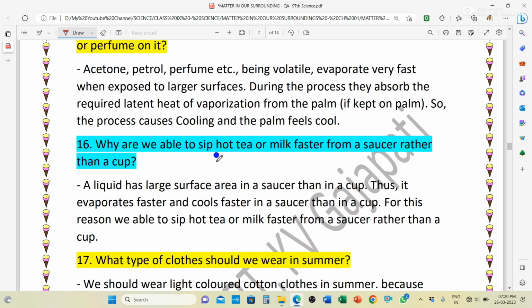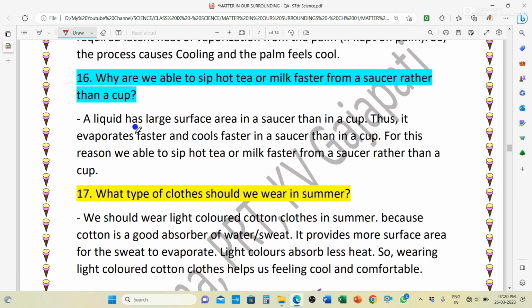Why are we able to sip hot tea or milk faster from a saucer rather than a cup? A liquid has a large surface area in a saucer than in a cup. Thus, it evaporates faster and cools faster in a saucer than in a cup, because the surface area becomes more. If you increase the surface area, then the rate of evaporation will also increase. For this reason, we are able to sip hot tea or milk faster from a saucer rather than a cup.